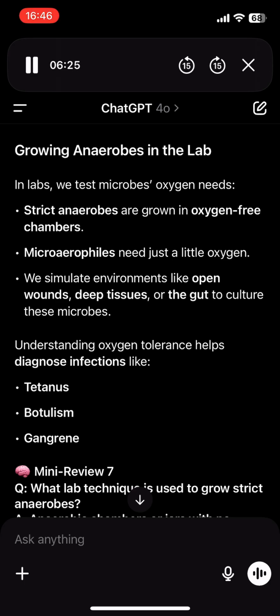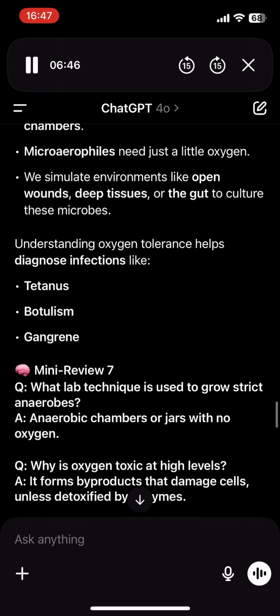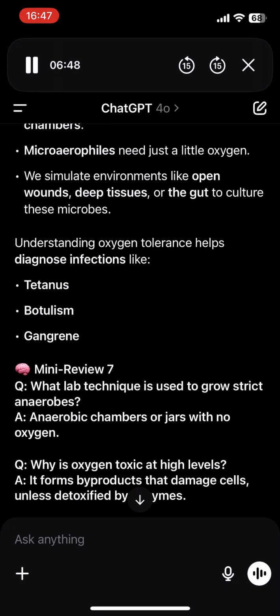Growing anaerobes in the lab. In labs, we test microbes' oxygen needs. Strict anaerobes are grown in oxygen-free chambers. Microaerophiles need just a little oxygen. We simulate environments like open wounds, deep tissues, or the gut to culture these microbes. Understanding oxygen tolerance helps diagnose infections like tetanus, botulism, gangrene.